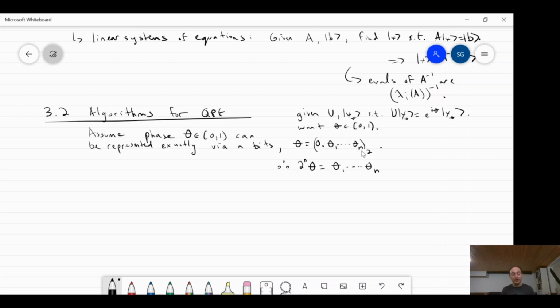It's just some bit string, and the point is the following: what is our goal? Given u and psi theta, we want to prepare a quantum register containing those bits, theta 1 through theta n. Briefly, this is 2 to the n times theta, to be precise. So it's not the decimal version, it's just the string of bits. Okay, so that's the goal. And now let's talk about the algorithm.